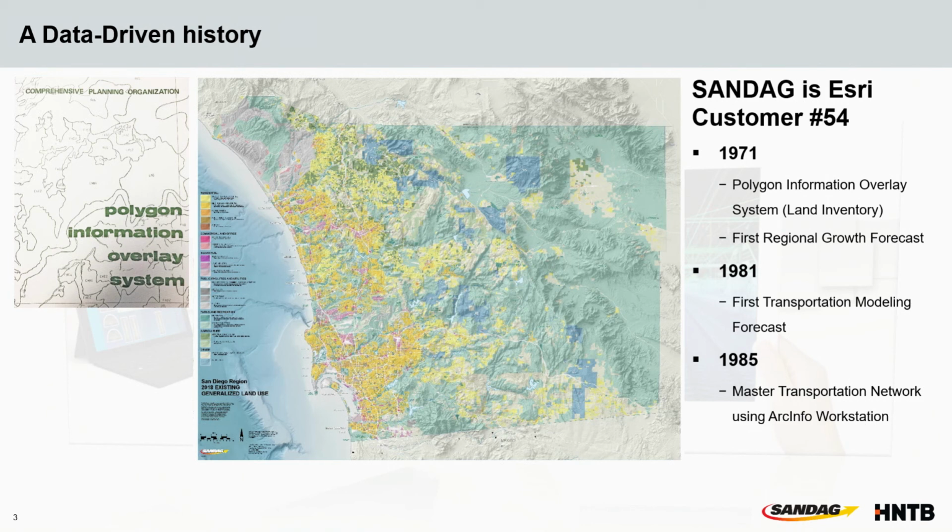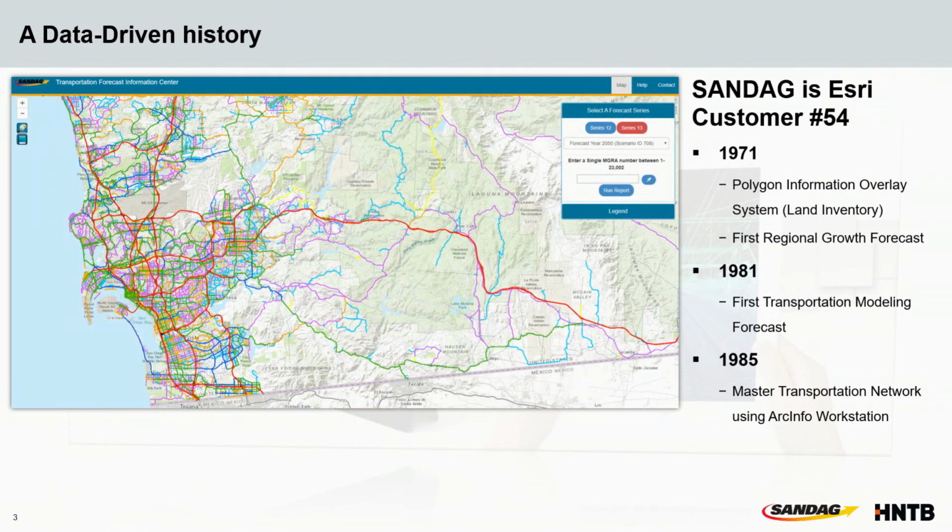As you can see in this next image of the land inventory system, it has evolved significantly, and the region has grown significantly in that time as well. In 1985, we started using ArcInfo Workstation to develop and maintain our master transportation network for our transportation model. This model is still maintained to this day in a sophisticated suite of tools in ArcInfo Workstation, because the dynamic segmentation we use for transit routing and modeling is still, in that vintage of software, the most effective for us to use.